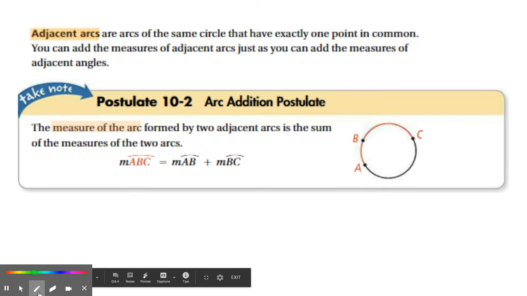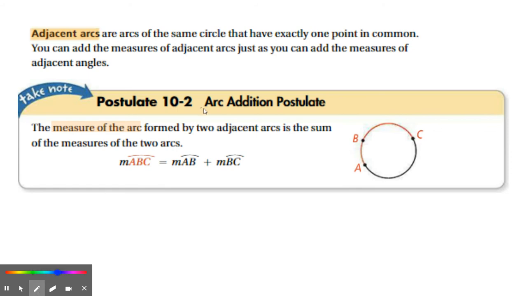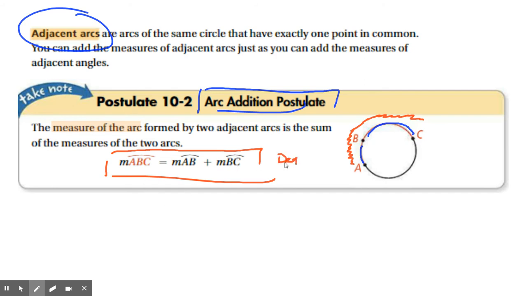Just like we did angle addition and segment addition, there's also this thing called arc addition. So if you have adjacent arcs, that would be like AB and BC. If you add them together, you get bigger arcs. So if you take AB and add BC, you will get the measure of arc ABC. Very simple, right? And this is all still degrees, so be aware of that.